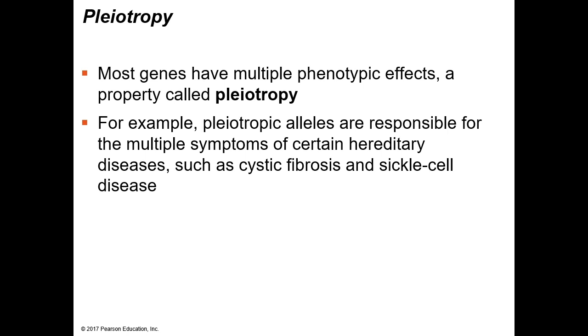Most genes have multiple phenotypic effects, a property called pleiotropy. For example, pleiotropic alleles are responsible for the multiple symptoms of certain hereditary diseases, such as cystic fibrosis, which is a disease causing sticky mucus, and sickle cell disease, which is a disease that causes misshapen red blood cells that look like sickles or crescents.